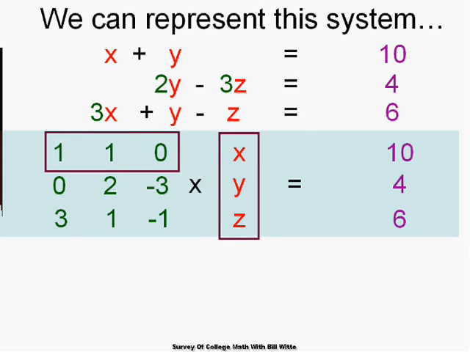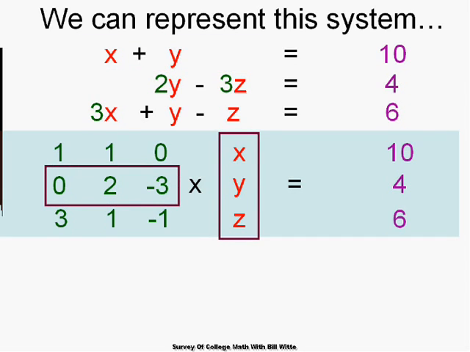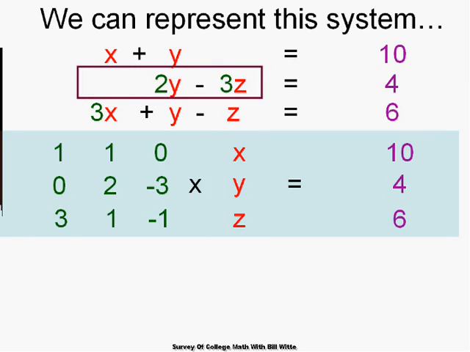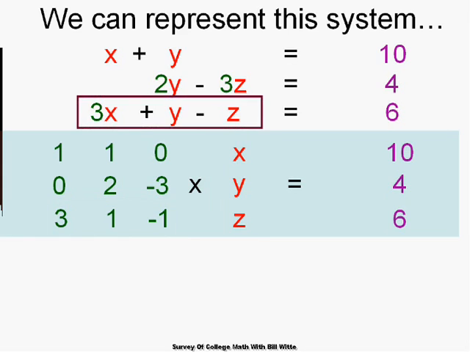Remember how to multiply matrices? We start with the first row of the first matrix times the first column, or the only column in this case, of the second matrix. And 1 times x, 1 times y, and 0 times z. It works, doesn't it? Then the second row times the first column. And of course 0 times x is just not going to show up. Then we have 2y and minus 3z. And there it is. And 3x plus 1y and minus 1z. There we go. We got it. So you can see that this multiplication does represent this system.